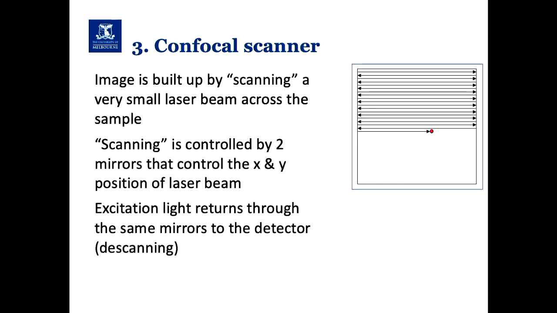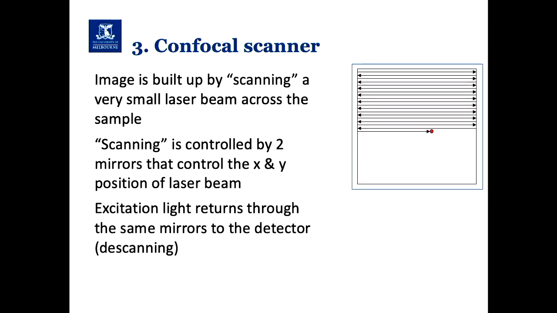I've mentioned a couple of times now about confocal scanning. So we have our intense laser beam, and we're building up our image by scanning across the sample. So we're scanning that laser across and building an image as we go. The question is, how do we do that? So within the system, within the light path, there are two mirrors that we can control the positioning of. One controls the X position and one controls the Y position of the laser at any one time.